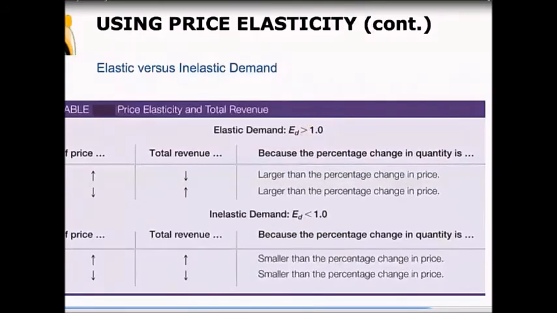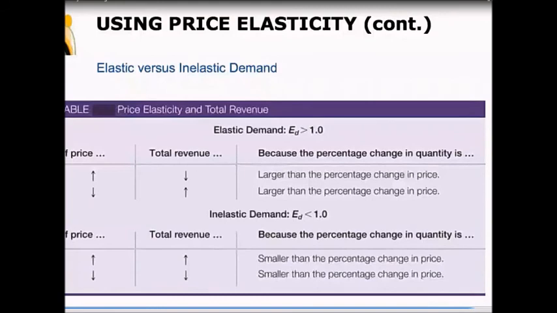Remember, elasticity is calculated as the percentage change in quantity divided by the percentage change in price. So if it's greater than 1, the percentage change in quantity is greater than the percentage change in price. So if the price were to fall, total revenue rises. Now for an inelastic demand, one where elasticity of demand is less than 1, the percentage change in quantity is smaller than the percentage change in price. So if the price rises, total revenue is going to go up. And if the price falls, total revenue is going to go down.